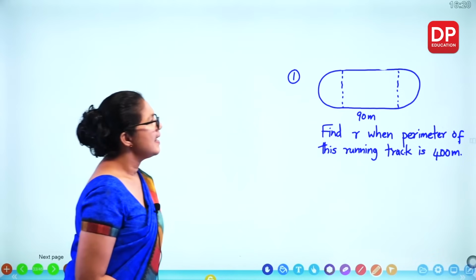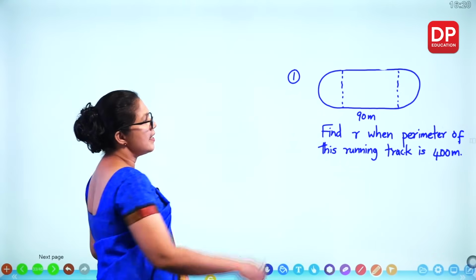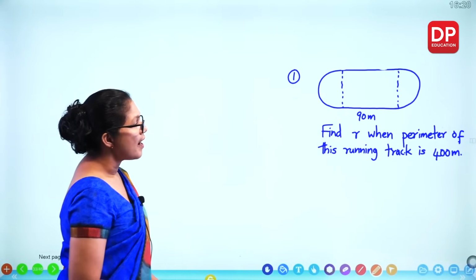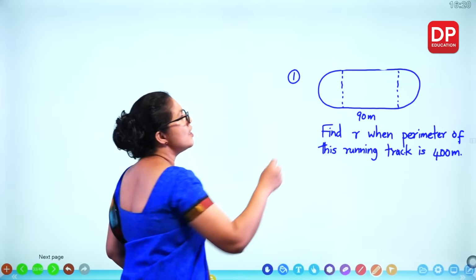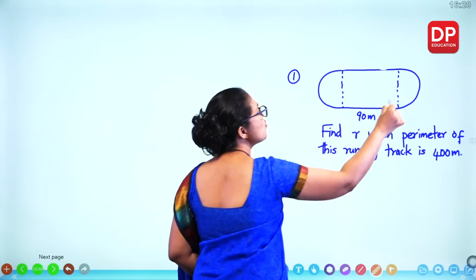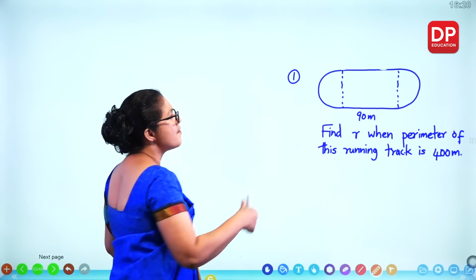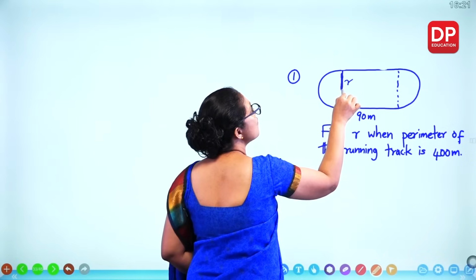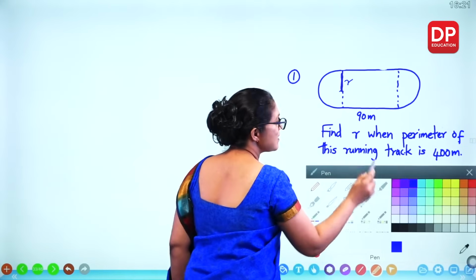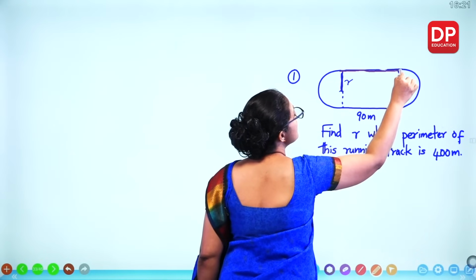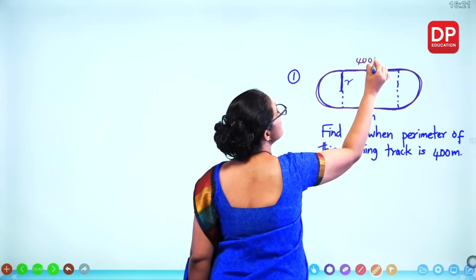Now we'll take an example to find out r. In this one, the perimeter of the running track is 400 meters. So here, what's the compound shape? You get a rectangle and 2 semicircles. 2 semicircles become one full circle. So you are asked to find out the radius. Radius means half of this distance. The perimeter of this running track is given as 400. That means this plus this and this, all together, is 400 meters.